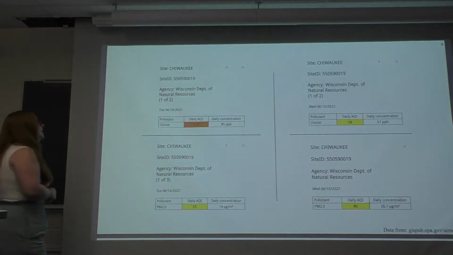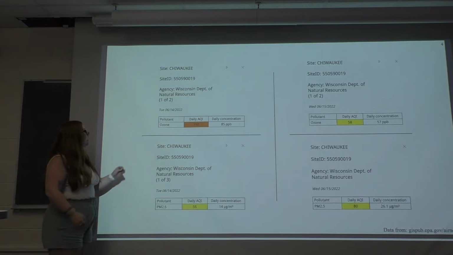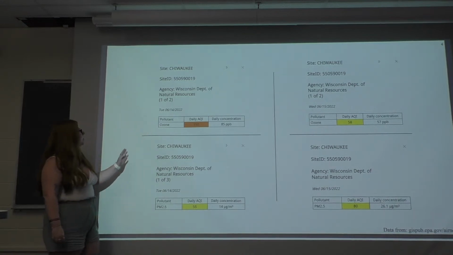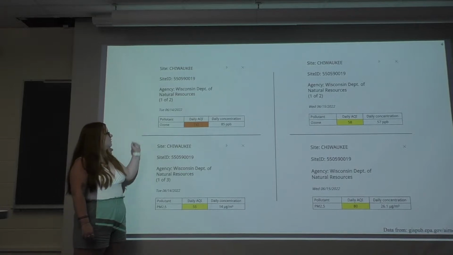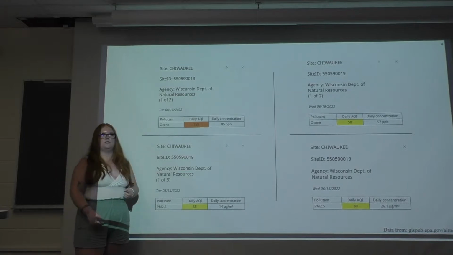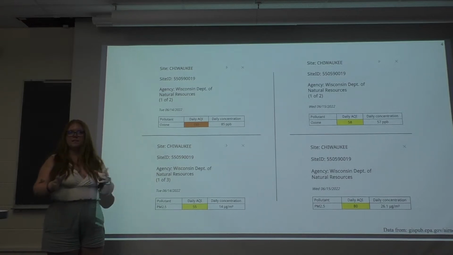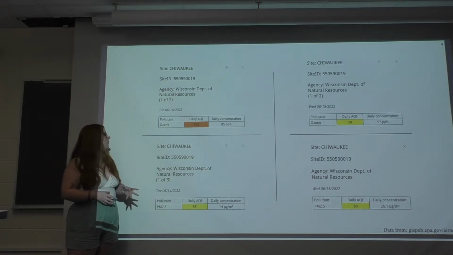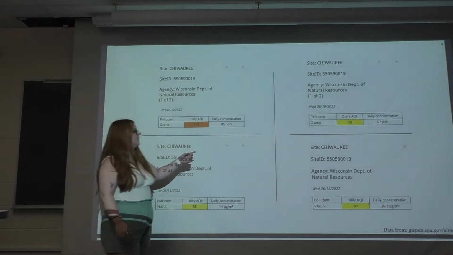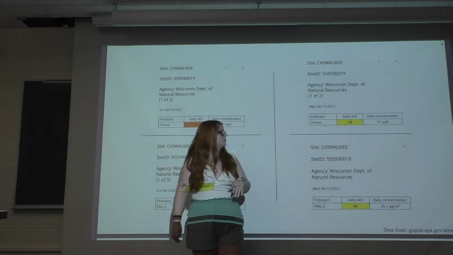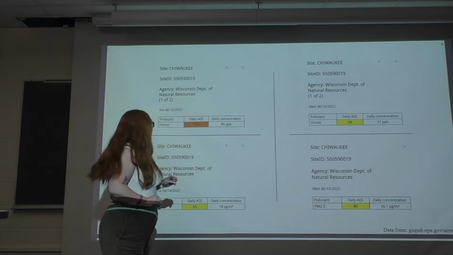Here's some data from the Chiwaukee Prairie site. We have the 14th and 15th for both ozone and PM2.5. So here's our exceedance day for ozone, and we have our daily AQI at 150, which is our air quality index. And then our daily concentration is 85 parts per billion. And these numbers aren't one-to-one, but they are related to each other. And then if you look over at the 15th, we can see that our AQI is at a 58, and our daily concentration is only 57.